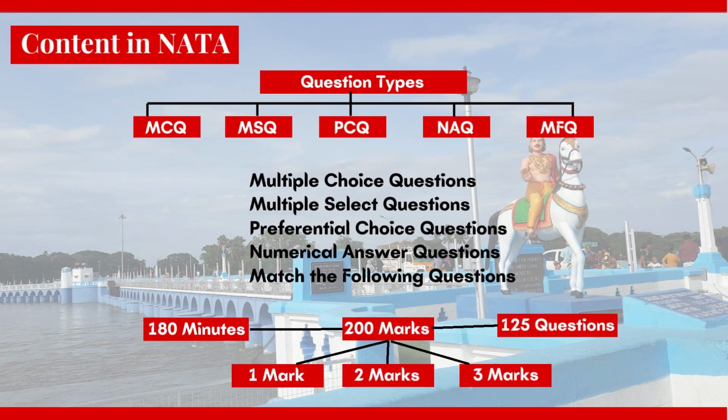The question types in NATA, in this aptitude examination: MCQ, that is multiple choice questions; MSQ, multiple select questions; PCQ, preferential choice questions; NAQ, numerical answer questions; MFQ, match the following type questions. The marks will be 1 mark, 2 marks or 3 marks. Time, as I told you earlier, 180 minutes. Total marks in 180 minutes, 200 marks.